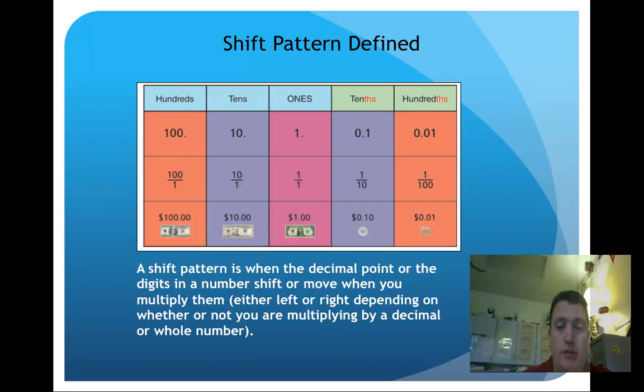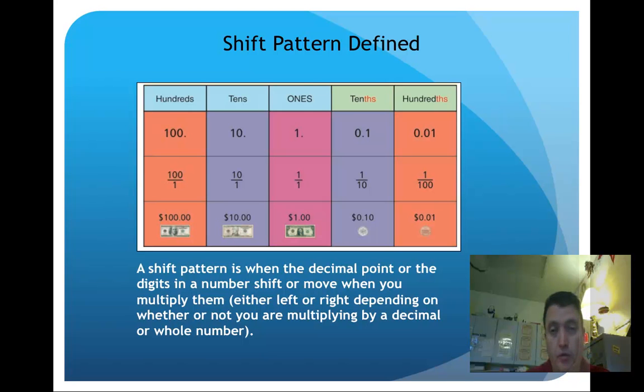All right, so what is a shift pattern? A shift pattern is when the decimal point or the digits in a number shift or move when you multiply them. And you're going to get to choose what way makes the most sense for you. It's either going to be to the left or the right, depending on whether or not you're multiplying by a decimal or a whole number.